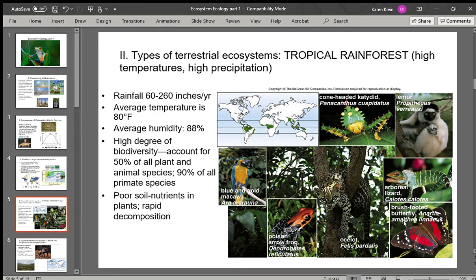So just to generally go through a few of these. Now, as mentioned, where you have a lot of precipitation, a lot of rain, annual rainfall, and average high temperatures year round, you wind up with a tropical rainforest, many of these in equatorial regions, as you see here. And we're talking about a lot of rain, 60 to 260 inches a year. Your average temperature is 80 degrees Fahrenheit. Very, very high in humidity.